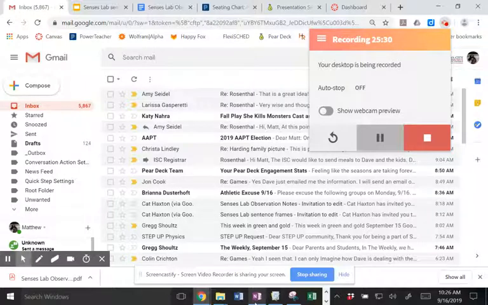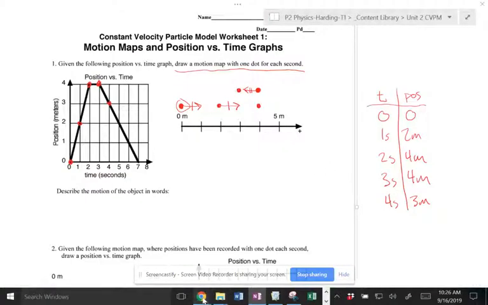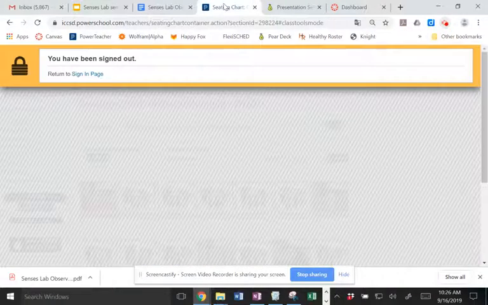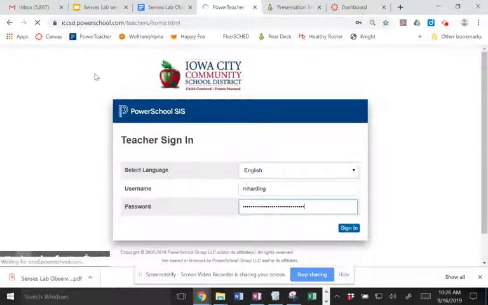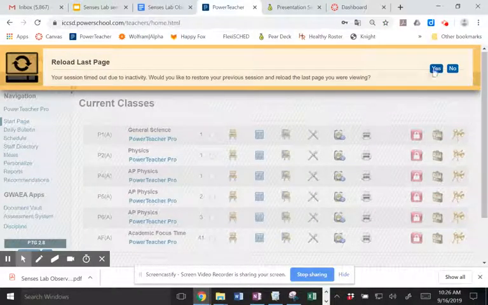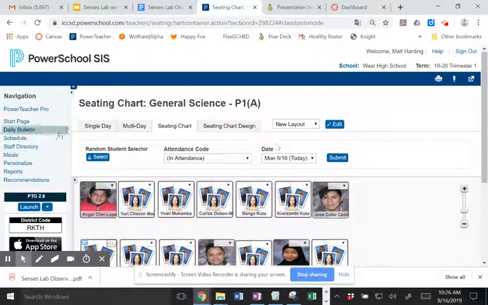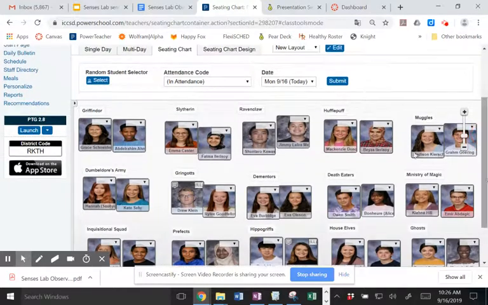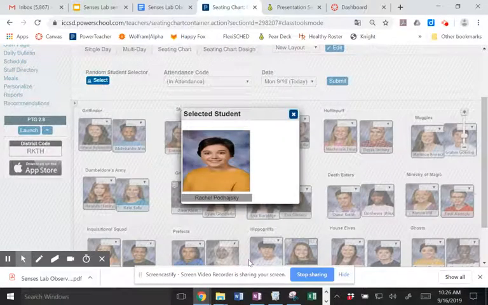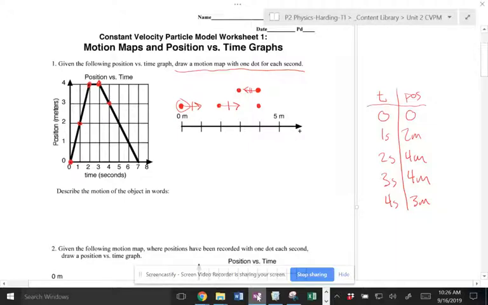All right. So, if PowerSchool picks on you, come up here with your buddy and show us what you did and why you did it. Let's see here. All right, PowerSchool would like to hear from Rachel and friend, come on down. And you can either complete the motion map or you can do the written description.